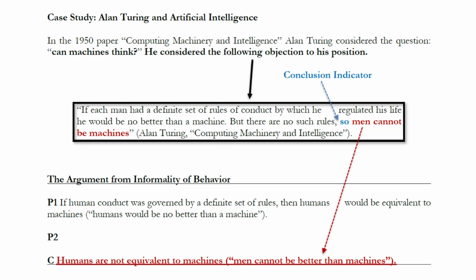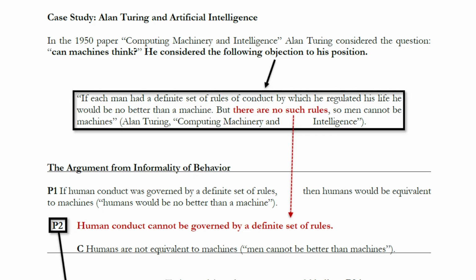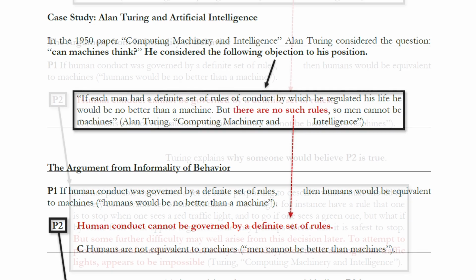We can begin by identifying the conclusion of the argument. Here we should notice the conclusion indicator so. This indicator tells us that the intended conclusion of the argument is that humans are not equivalent to machines or humans are no better than machines. Now, from what premise is this conclusion drawn? The only remaining statement is the claim that there are no such rules. I have expanded on this in the argument outline by rendering this statement as human conduct cannot be governed by a definite set of rules.